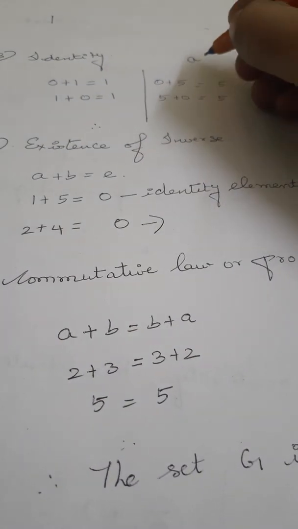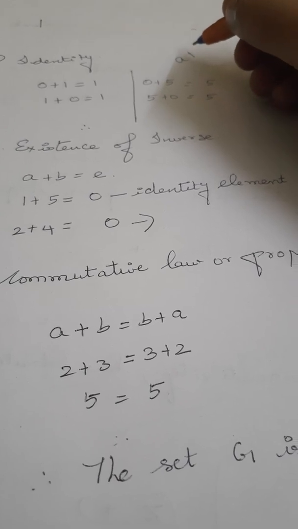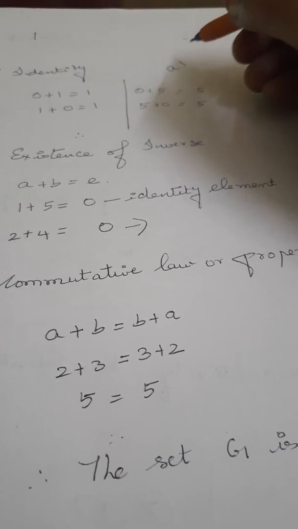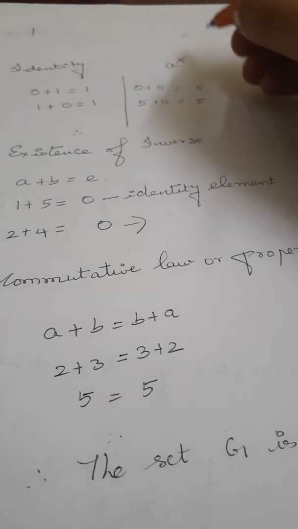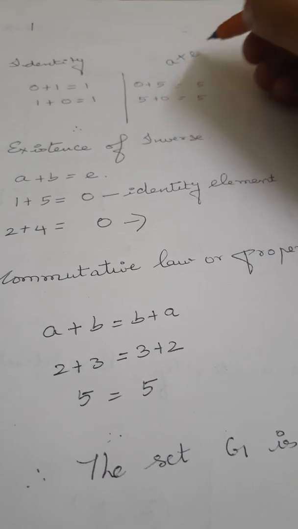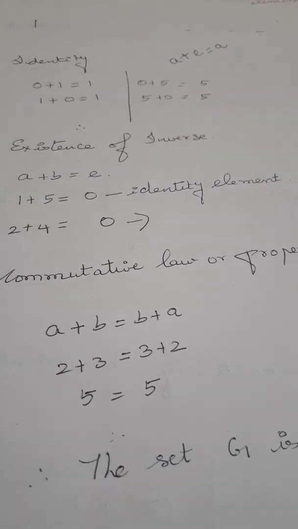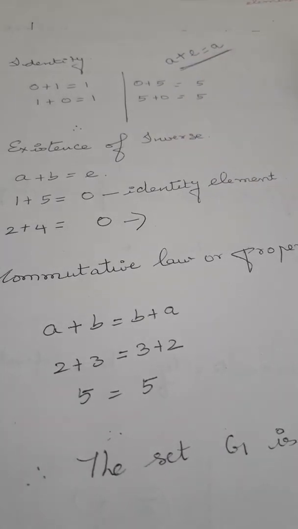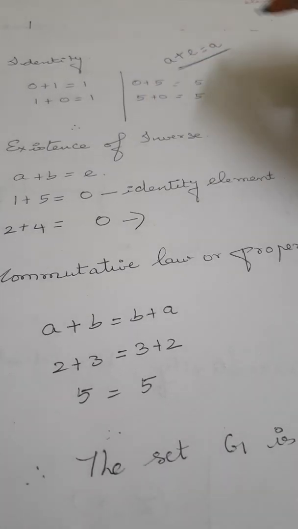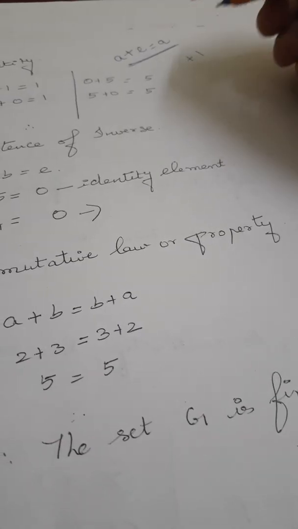So what is the formula for identity? A plus E is equal to what? A. So it is my formula, right? A plus E is equal to A. Okay. So for addition, what is my identity element? It is 1. For addition, the identity element is 1.